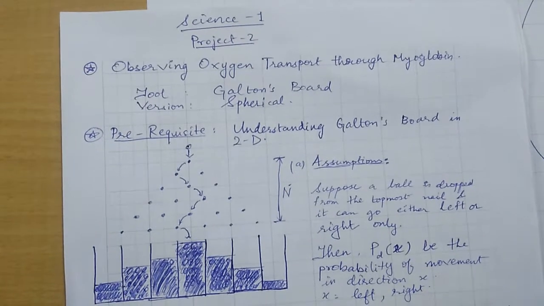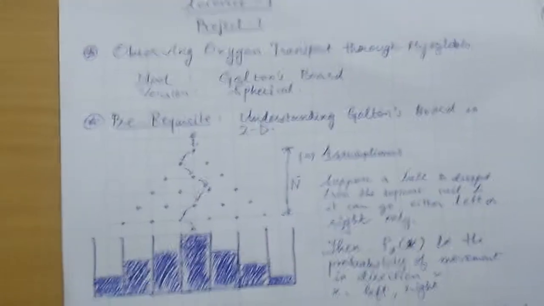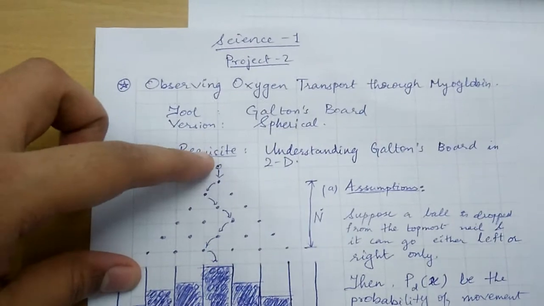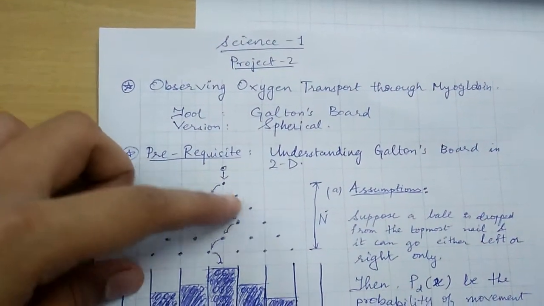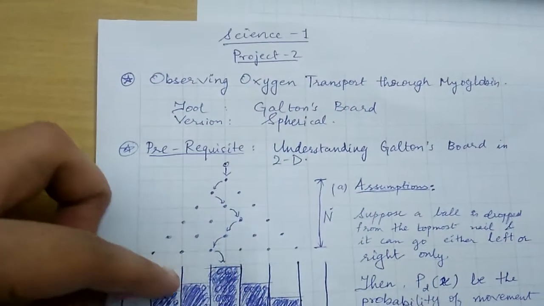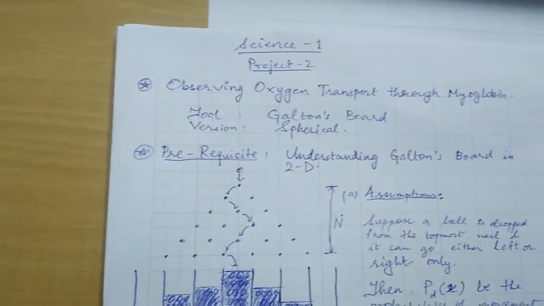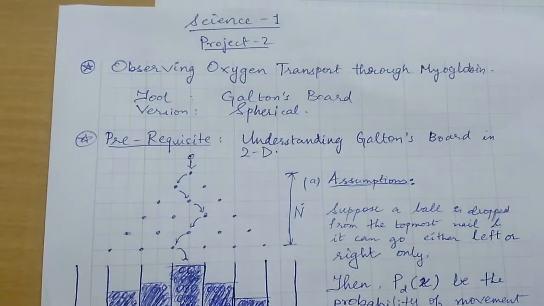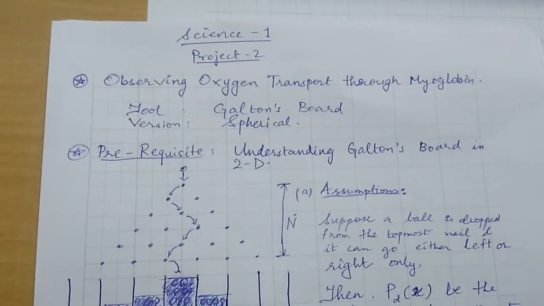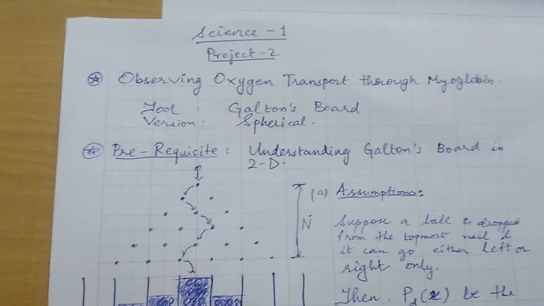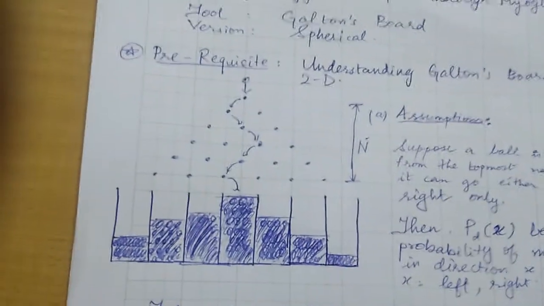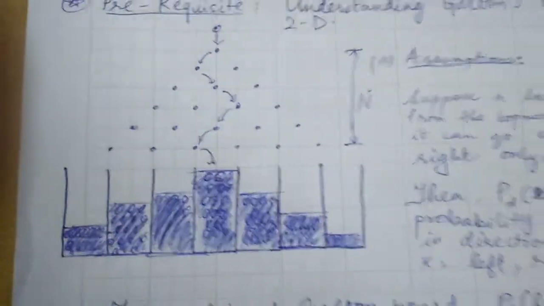So here's a 2D version of our Galton board, which has a depth of n and a ball rolling all the way down to any one of these boxes. Now, our assumptions are that the ball is dropped from the topmost nail and can go either left or right only. Then let the probability of this ball going left be A and that of its going right be B.